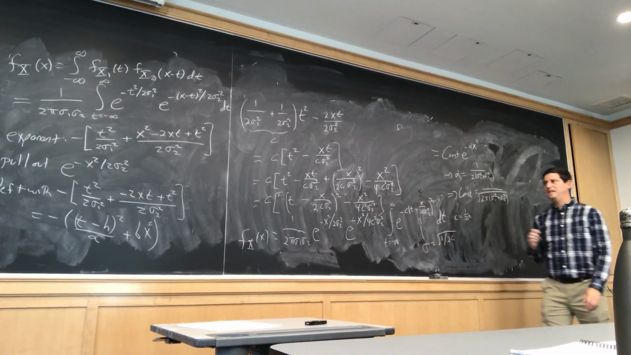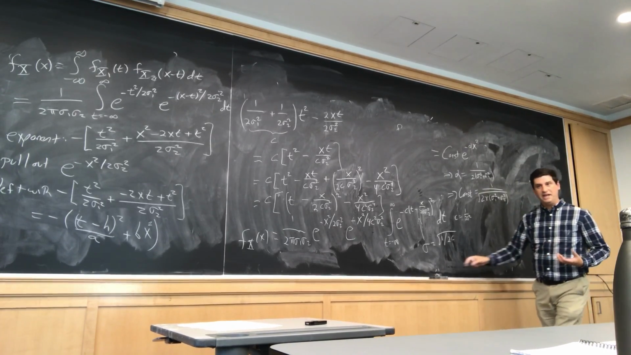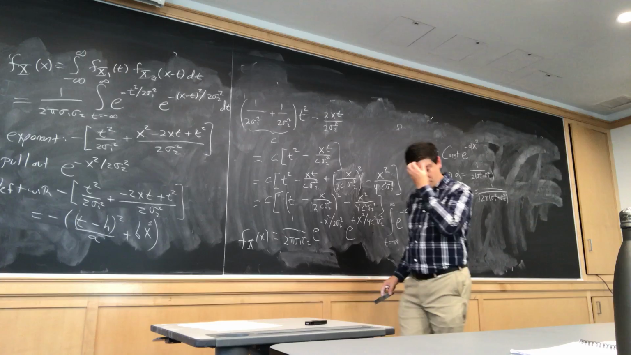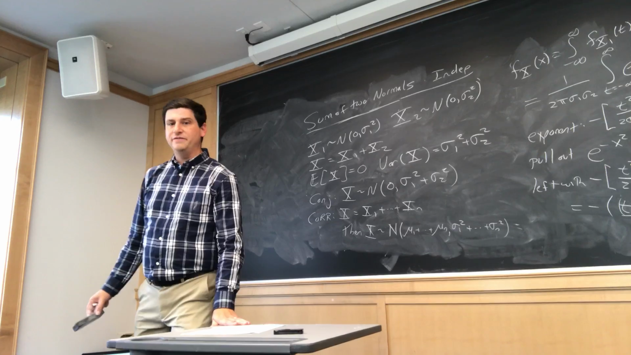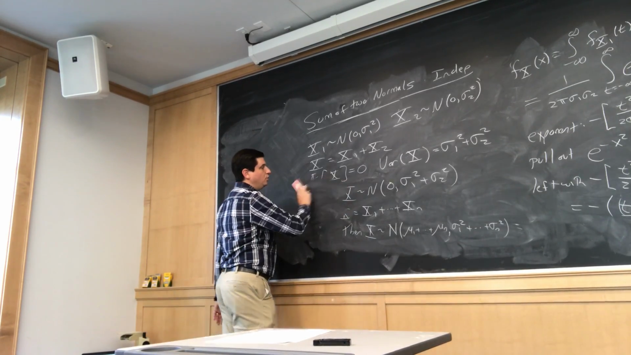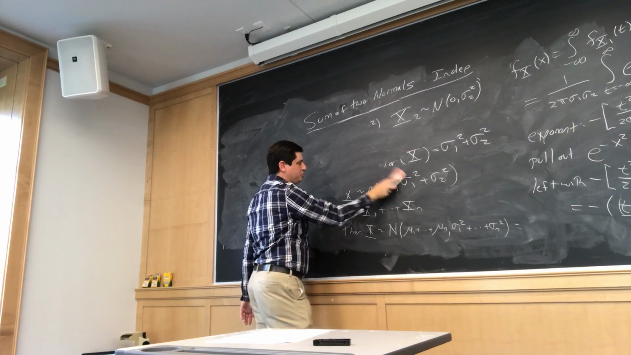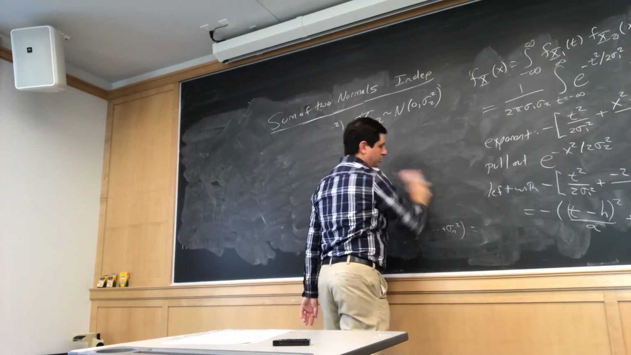So again, I may have done an algebra mistake. I hope not. It doesn't really matter. And now we know that the sum of two normals is normal. Most random variables are not going to have this property. So this is called being stable. If you have the same shape, there's not that many distributions that are stable.